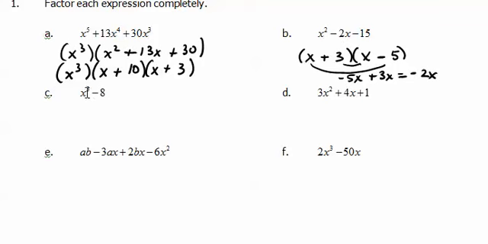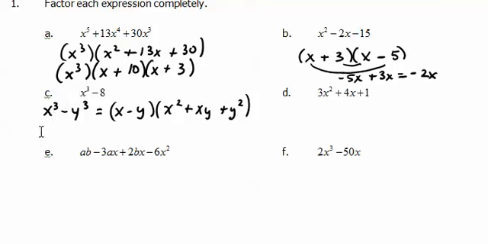This is a cubic. So I'm going to go ahead and use the cubic factoring. Let's write that down. x to the third minus y to the third is x minus y, x squared plus xy plus y squared.